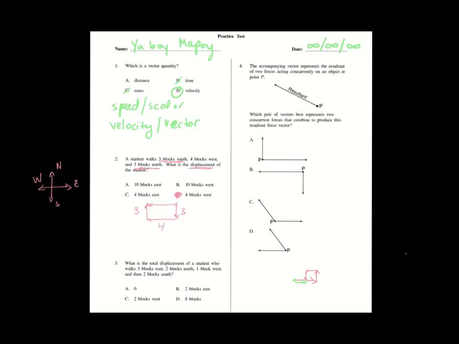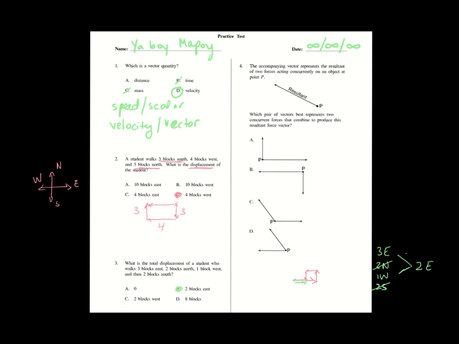So let's do this numerically. We have 3 east, 2 north, 1 west, 2 south. So notice how north and south cancel out because they're opposite directions. And so we're left with 3 east minus 1 west. You go overall 2 blocks east. Choice B.